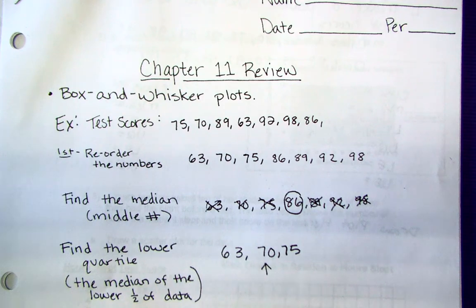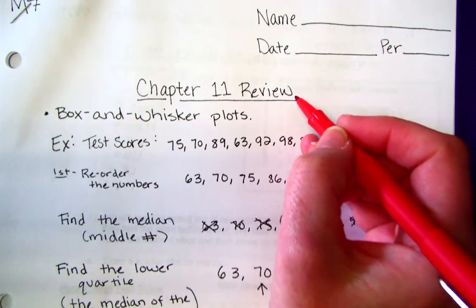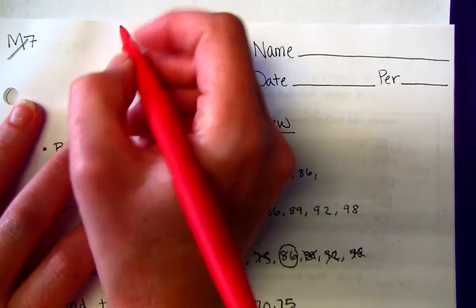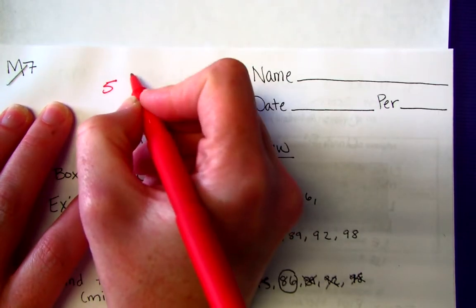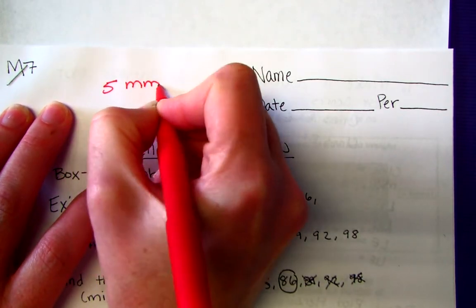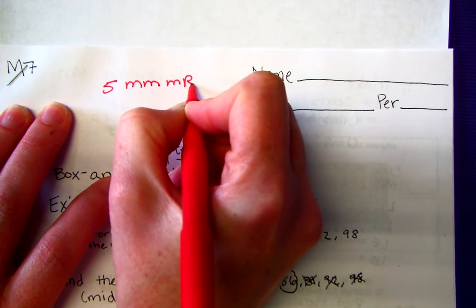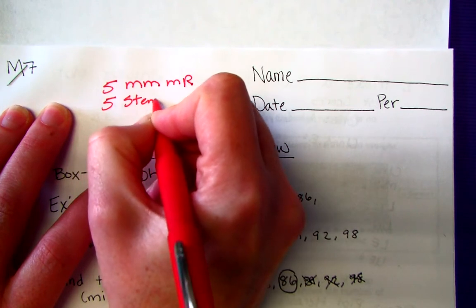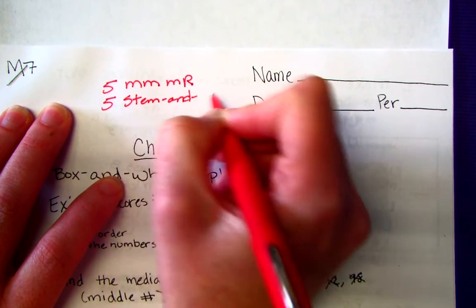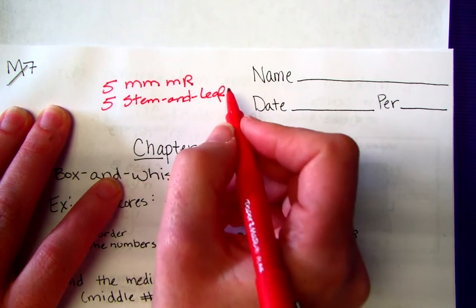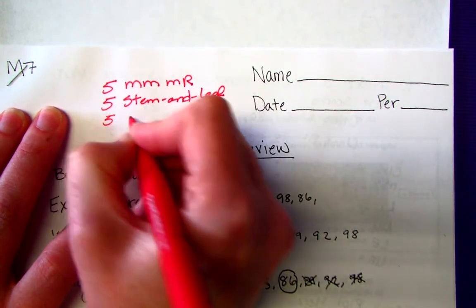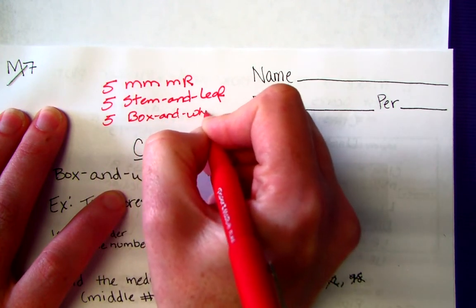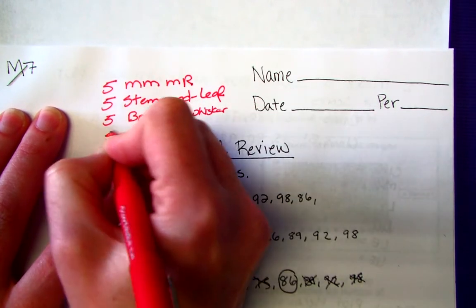Okay, so I want to go over the Chapter 11 review packet and make sure you're ready for the test tomorrow. Just to let you know, there's going to be 5 questions related to finding the mean, median, mode, and range of a data set. You're going to have 5 with the stem and leaf, and one of the questions is going to be a double stem and leaf. You're going to have 5 box and whiskers, and 5 scatter plots.